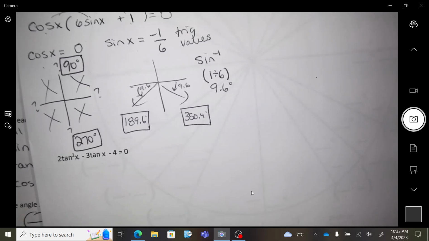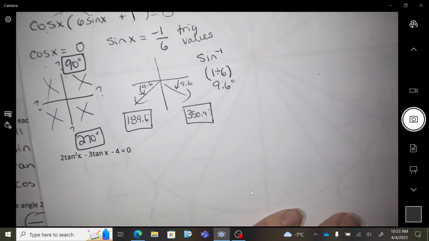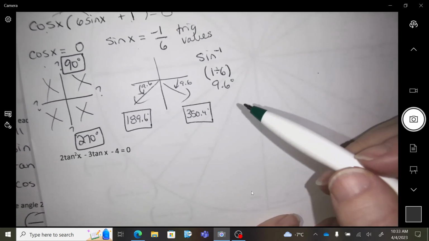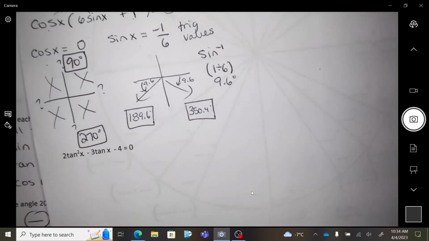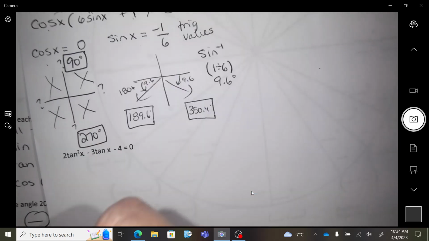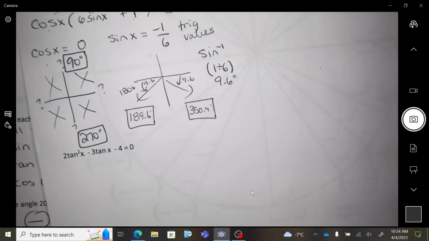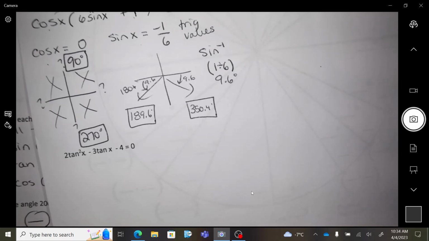so that question came out with 4 answers. Oh, what did I do here? 180 plus 9.6. Oh, plus 9.6. Yeah, plus. Did you minus? Yeah, because you're going ahead of it. Bigger than it. So yours would have ended up in that top quadrant, right? Yeah.